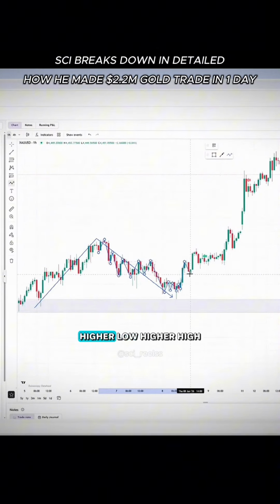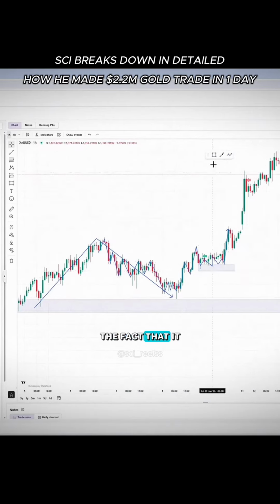We make a high, higher low, higher low. Price respects that it has a higher low, and then it pushes off of this, right? There's some stagnant before the market opens, but then boom, we get that pop. All this was respecting the fact that it had a higher low.